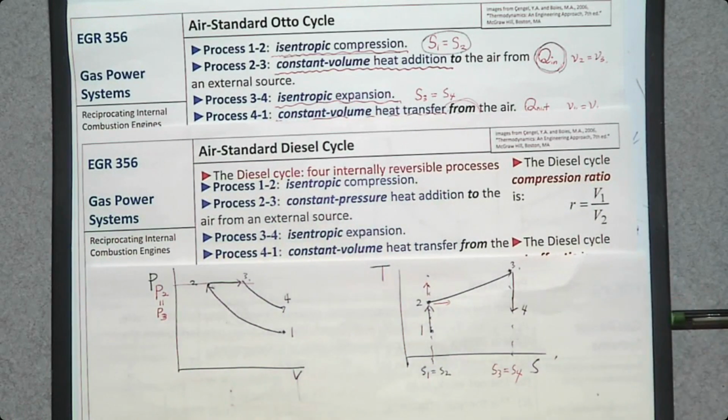Finally, we have constant volume heat rejection. Constant volume. V remains constant. Heat is removed. Therefore, pressure should go down. This way. V4 is the same as V1.